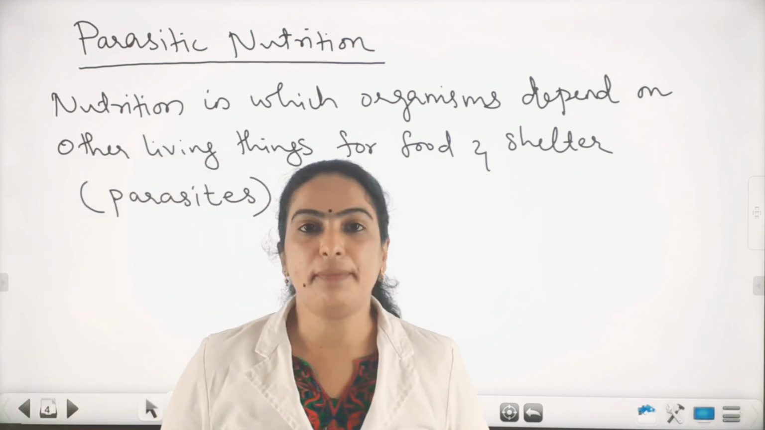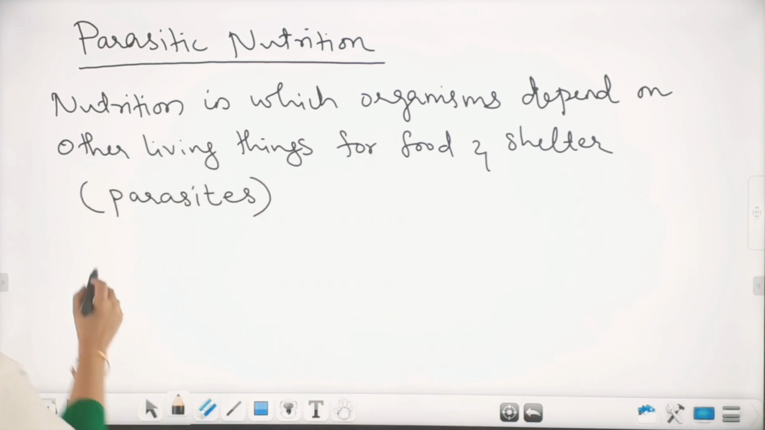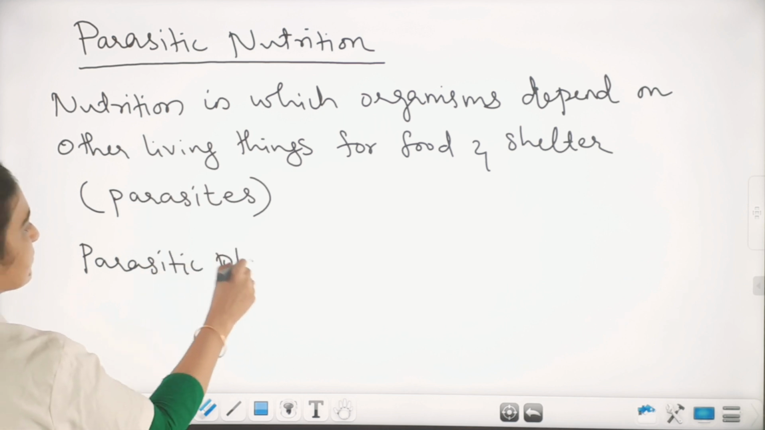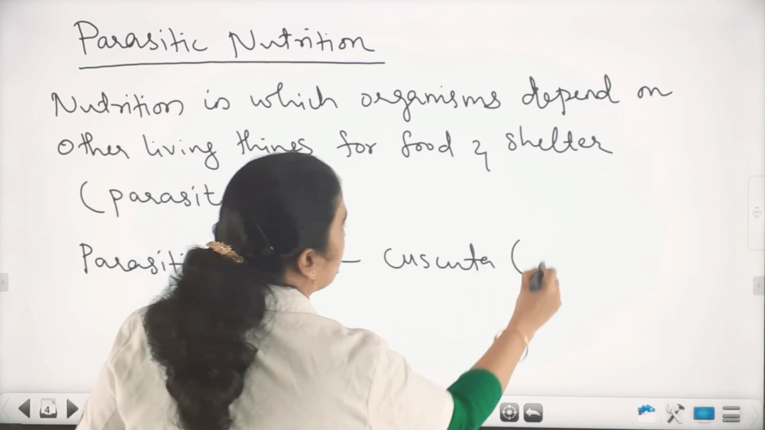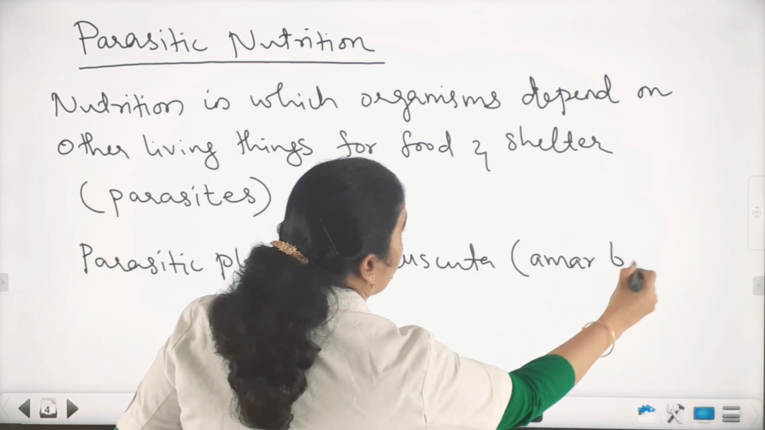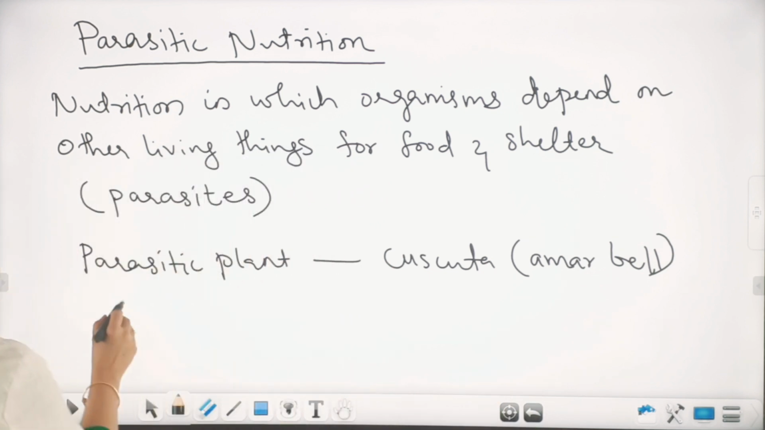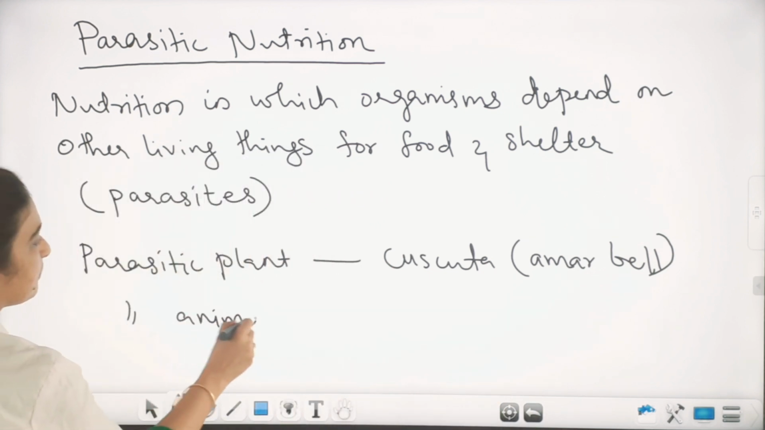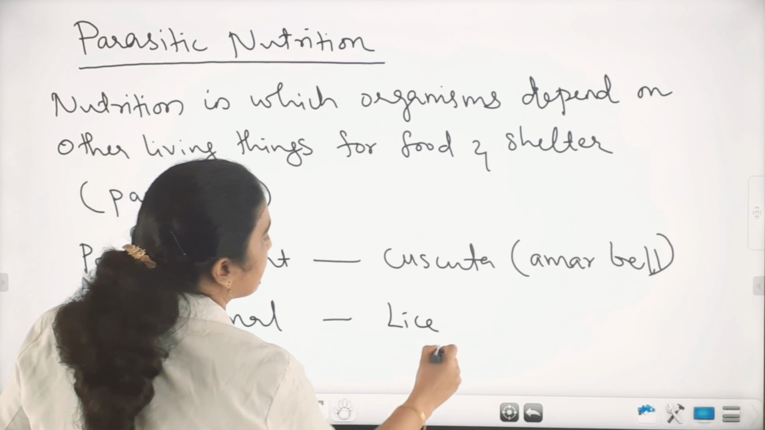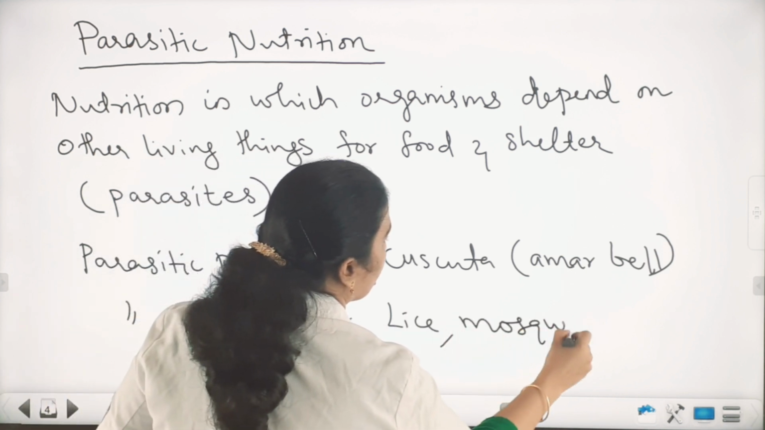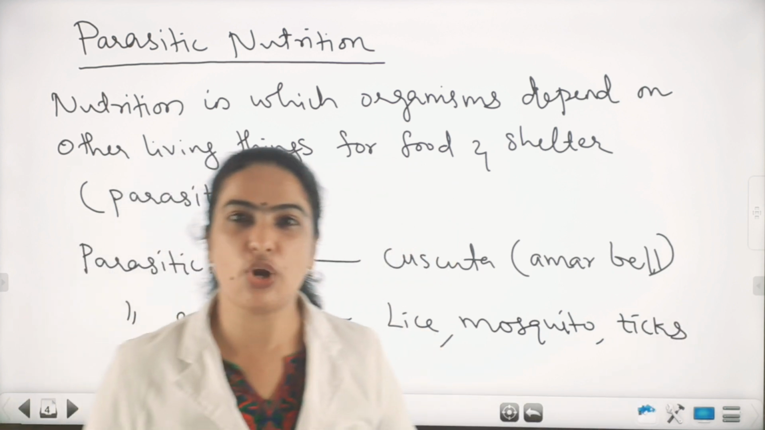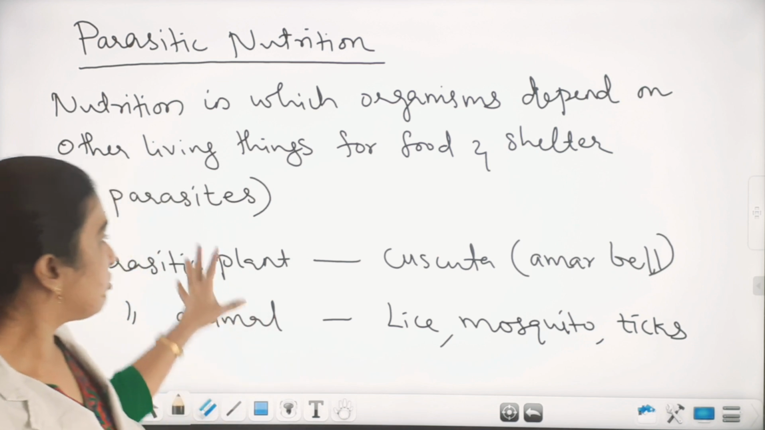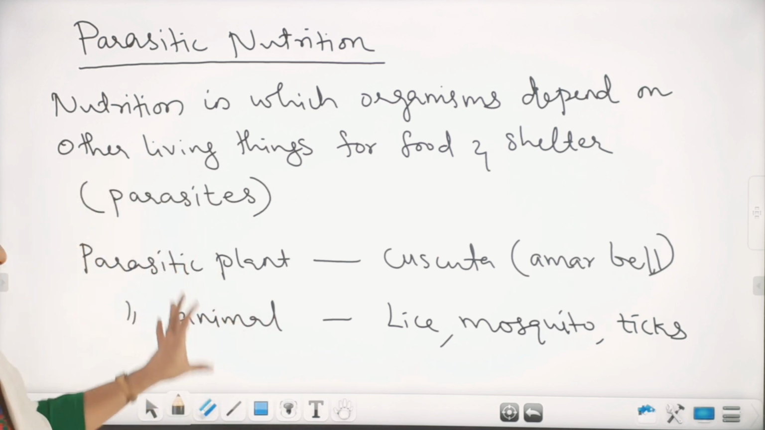An example of a parasitic plant is Cuscuta. I will show you the picture of Cuscuta. It is also known as Amarbel. Then parasitic animals are lice, mosquito, ticks, etc. Ticks are the animals seen on dogs. So these are the examples of parasitic plants and animals.